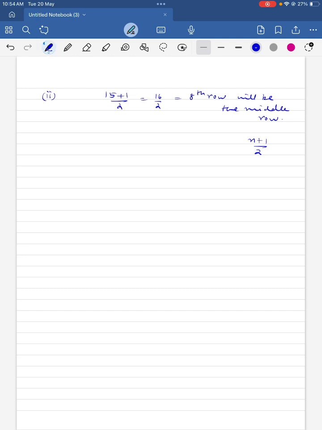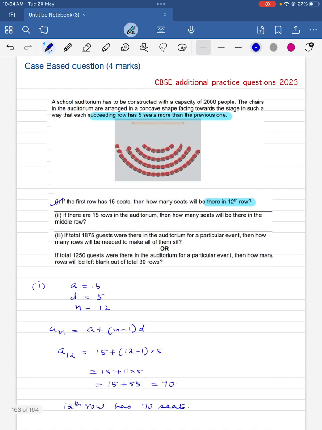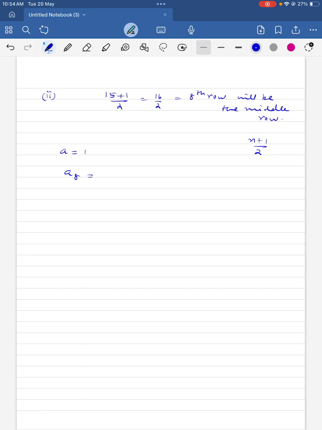Okay, so let's find out the number of seats in the 8th row. Now we know the value of A, as in the previous part, it is given as 15. D is 5, and we have to find the number of seats in the 8th row. So that means the value of N will be 8. So A plus N minus 1 into D, which is 15 plus 8 minus 1 into 5, which is 15 plus 7 times 5, which is 35. So that is 15 plus 35 is equal to 50.